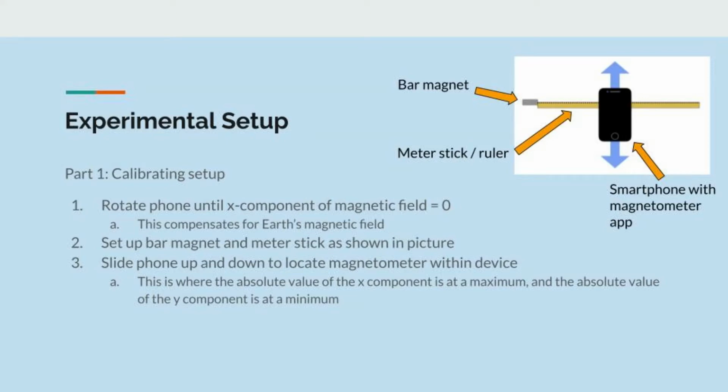After that, I needed to find out where the magnetometer is located in my phone. To do this, I slid the phone back and forth perpendicularly to the meter stick until the absolute value of the x component was at a maximum and the absolute value of the y component was at a minimum. This allowed me to verify that the magnetic field was being recorded exactly to the east of the bar magnet.